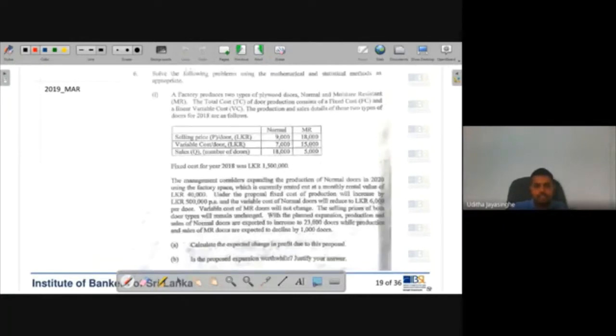Right. 2019 March, the same question paper, question number 6. Question number 6 has a total of 4 parts. It's a very detailed question, I would say. This part is on an expansion, so we are going to calculate a break even, cost, volume, profit kind of calculation. So that's for a total of 5 marks.